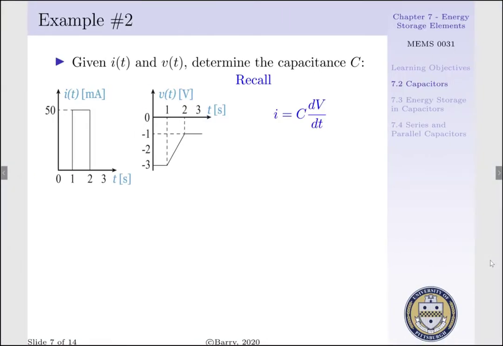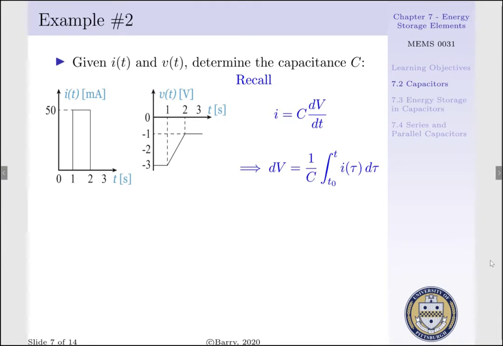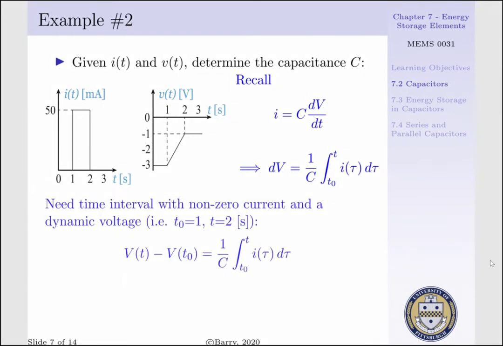The current running into our capacitor is equal to capacitance times the time rate of change of our voltage. Or we can say the time rate of change of our voltage is equal to 1 per our capacitance, the integral from t0 to t of I of tau d tau. For us to evaluate this, we need a time interval with a non-zero current and a dynamic voltage. That is, we are going to select the interval of 1 and 2 seconds.